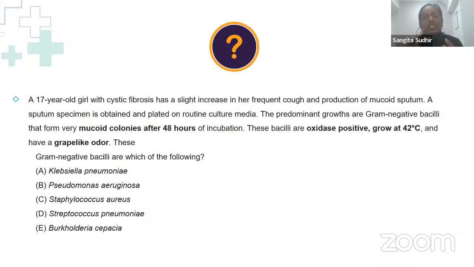Now let's discuss a few questions. A 17-year-old girl with cystic fibrosis has a slight increase in her frequent cough and production of mucoid sputum. A sputum specimen is obtained and plated on routine culture media. The predominant growths are gram-negative bacilli that form very mucoid colonies after 48 hours of incubation. These bacilli are oxidase positive, grow at 42 degrees Celsius, and have a grape-like odor. What could the organism be?